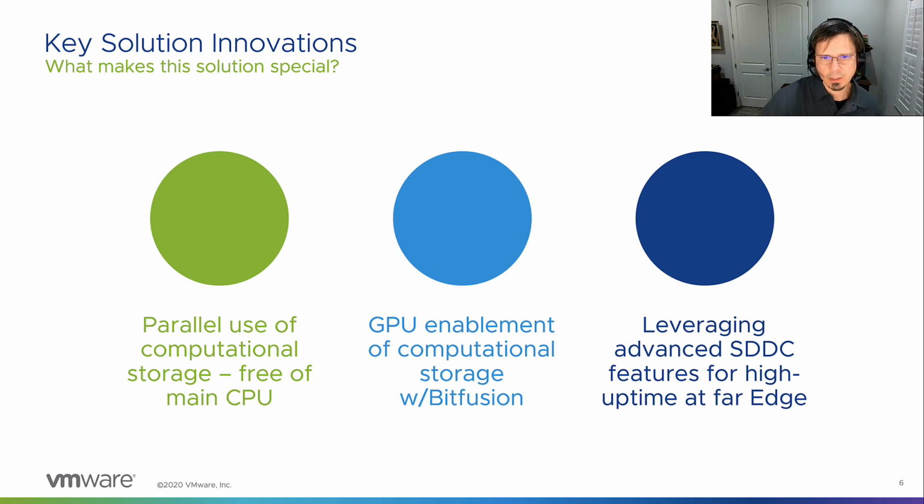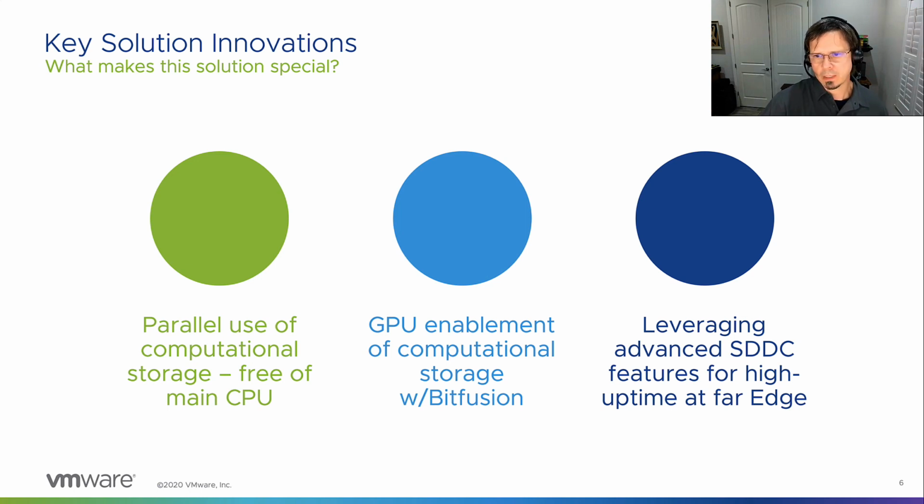The second element is GPU enablement of computational storage. This is where Bitfusion really shows its strength. Bitfusion allows a tiny device in an M.2 NVMe form factor to effectively believe it has GPU capability and to perform GPU enhanced machine learning inference.